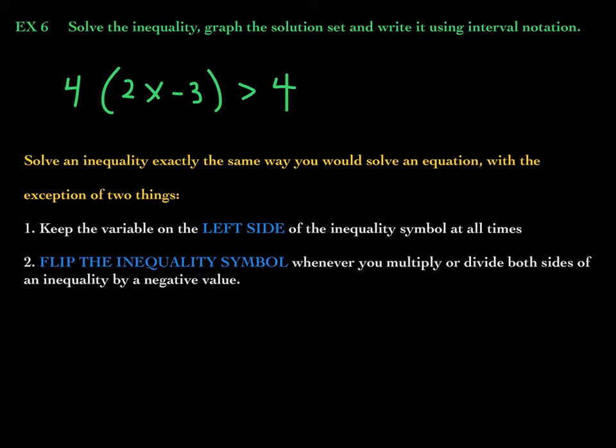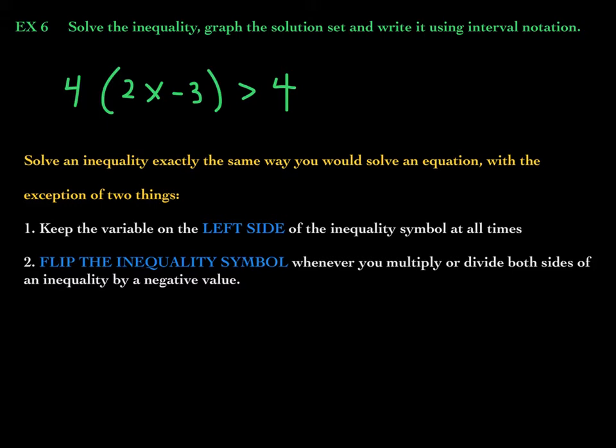Number one, keep the variable on the left side of the inequality at all times. So you always want to keep the variable on the left. Now that's not mandatory, but it is a strong recommendation by me. I think things get a little bit confusing when the variable's on the right. So keep it on the left if you can. And then you always flip the inequality symbol. You do that whenever you multiply or divide by a negative number. Okay, so you have to keep track of those two things. Now, I'll be honest with you, this second rule here is easily forgotten by students, so please keep that in mind.